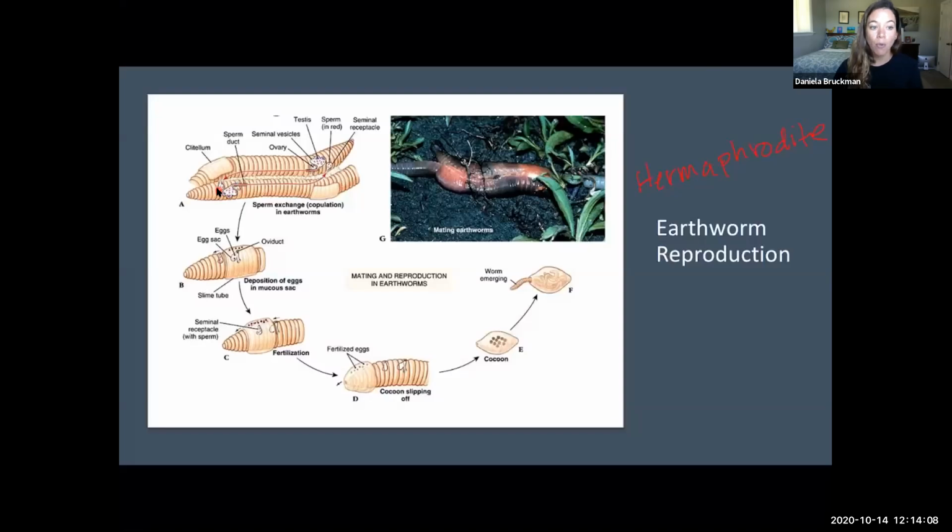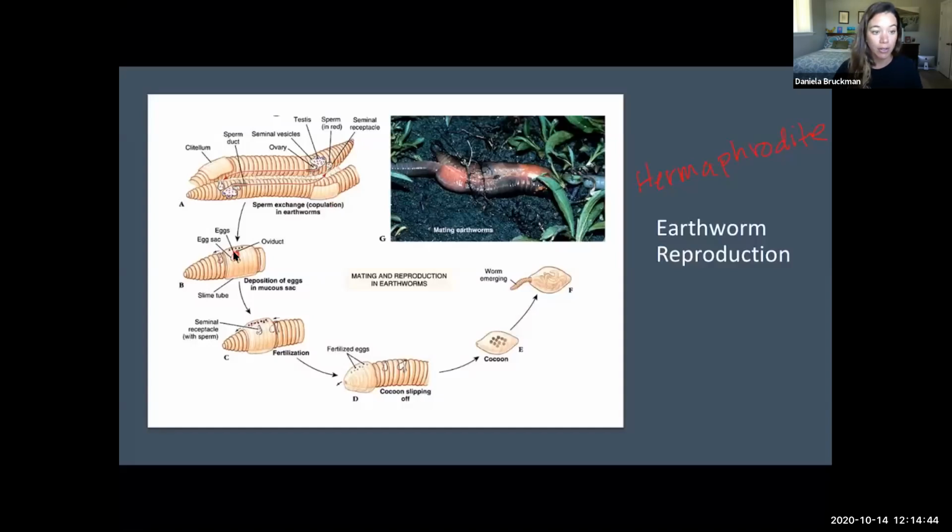Okay, so now what happens when they line up with each other? The testes of one of these earthworms is going to produce sperm. Actually, both of them are going to produce sperm. And there's this tube that is going to deposit the sperm from each worm into the other's seminal receptacle. Okay, so it's like they're giving them a little sperm packet and they're holding it in this little pocket, this little seminal receptacle.